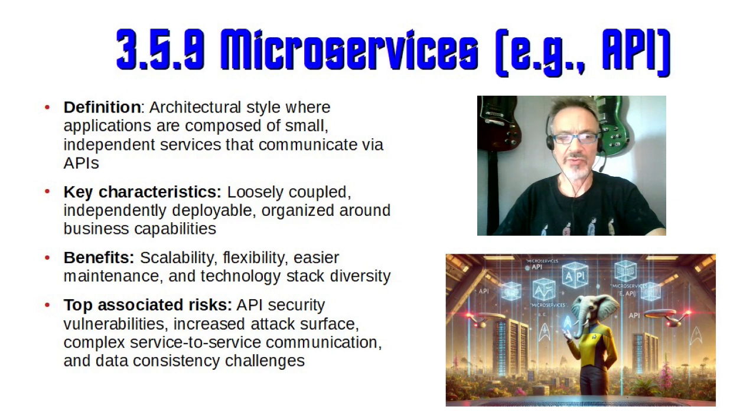3.5.9 Microservices. A very important topic on the exam and in real-world security. Microservice is an architectural style where applications are composed of many small independent services that communicate via APIs, application program interfaces. Probably the hardest challenge we have, and will get increasingly worse as we get more AI agents out there. Key characteristics that the exam will cover, well, several features.